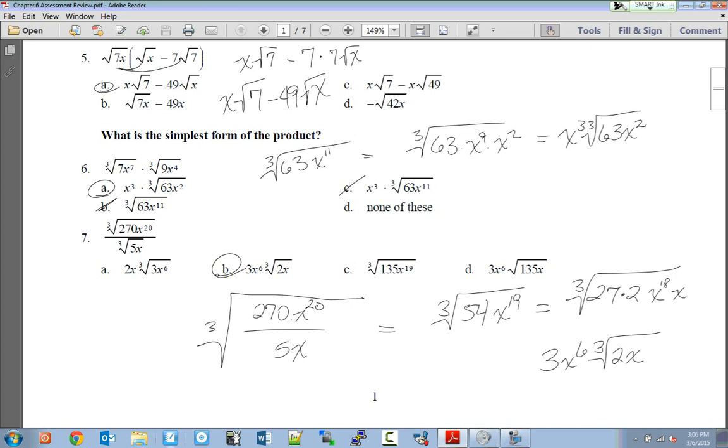So when you have exponents like x to the 19th there and you're trying to take the cube root of that, all you have to do is find the largest number that is divisible by 3, in this case, that is smaller than 19. Well, 18 is the largest number divisible by 3 that is smaller than 19. So we broke the x to the 19th into x to the 18th times x. And then, of course, the cube root of x to the 18th is x to the 6th, because 18 divided by 3 is 6. Alright, let's keep going. Let's go to number 8.